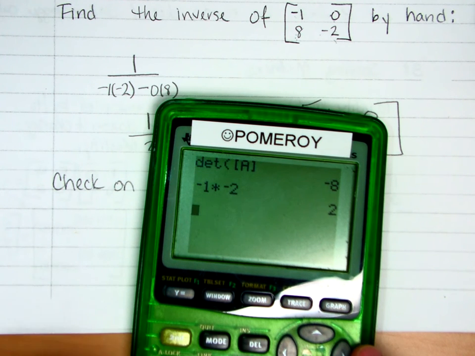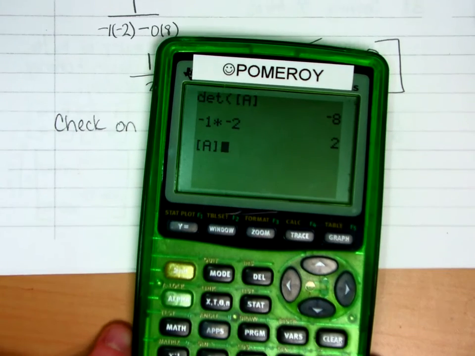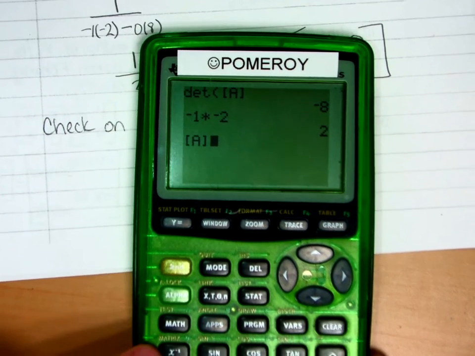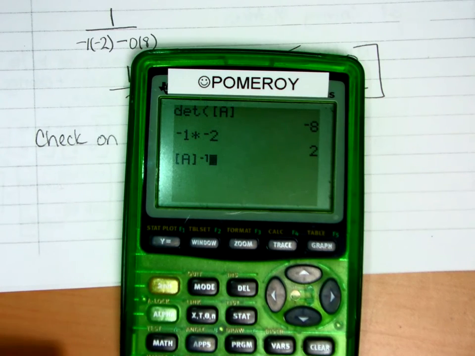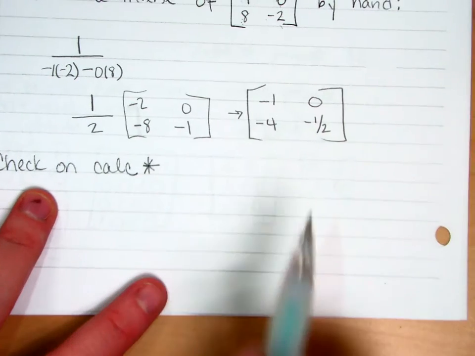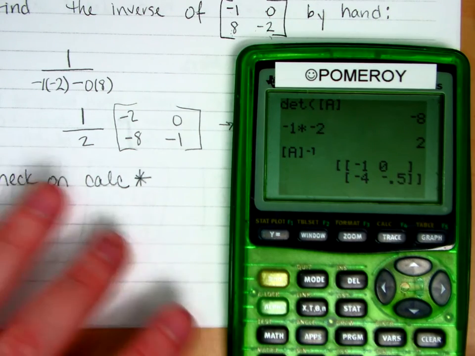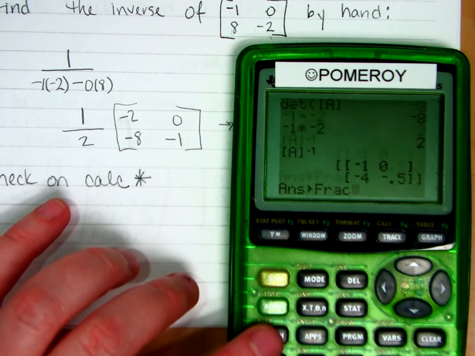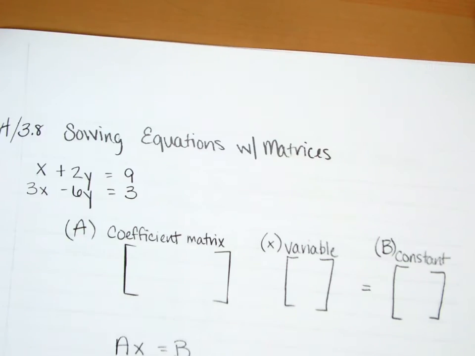Alright, now that I have that, I'm going to go second quit. Then I'm going to hit second matrix, call up A, and this inverse button is your best friend. It's going to find the inverse, and there's our answers, which match: negative 1, 0, negative 4, negative 0.5. I can always make my answers into fractions if I want them in fractions. So that's how you do it by hand.